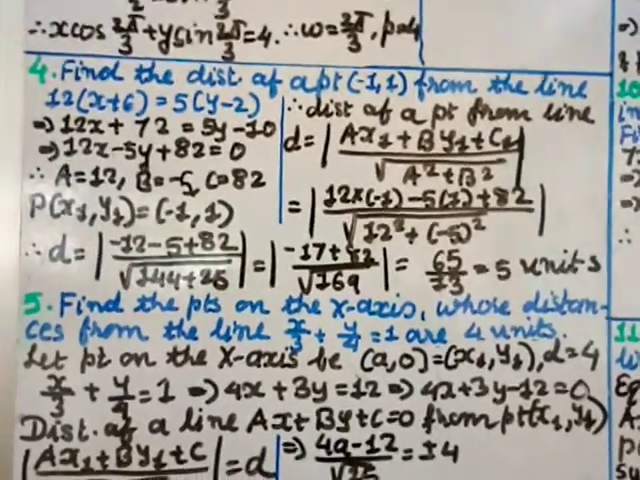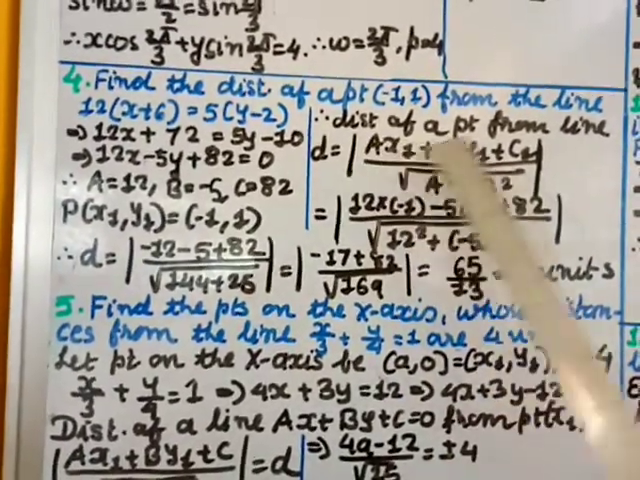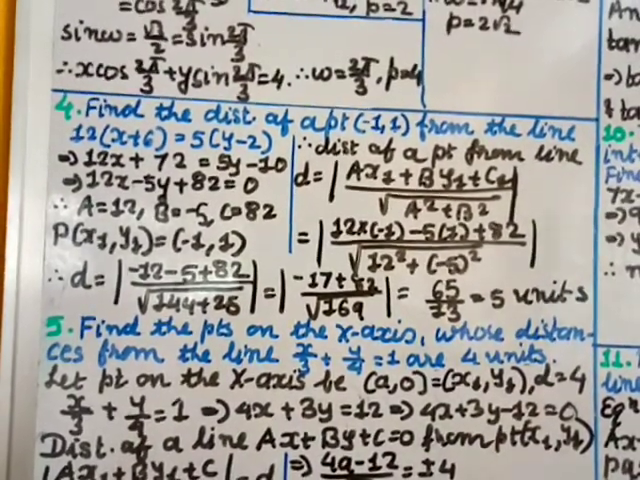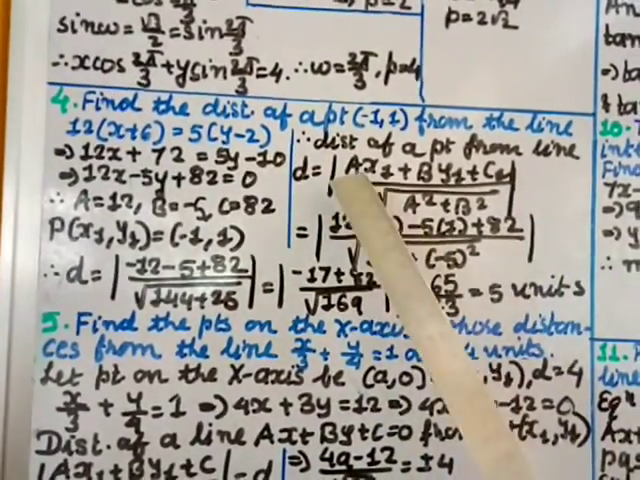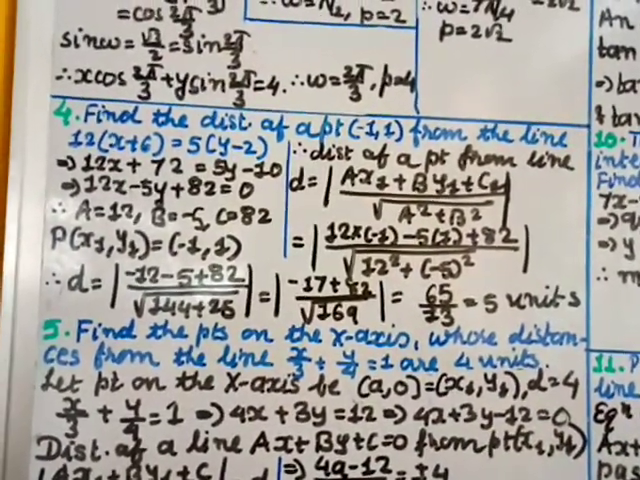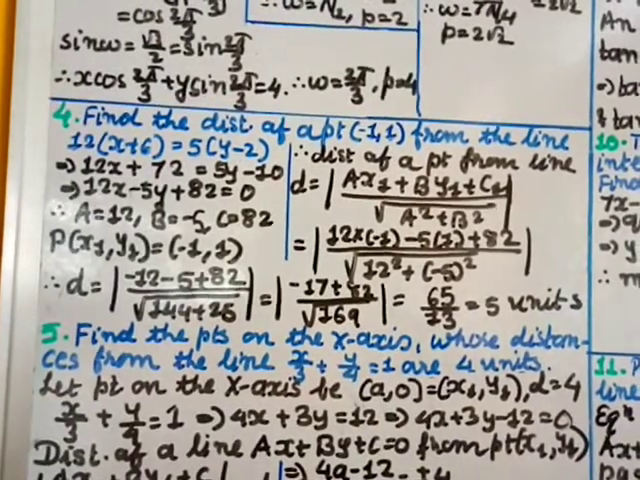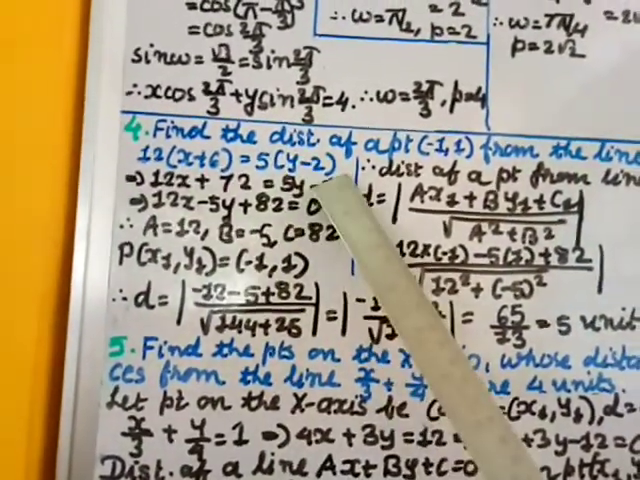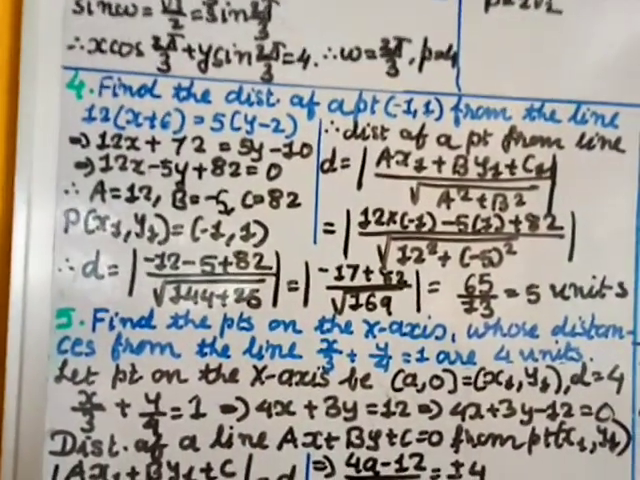Now we have studied that the distance of a point (x1, y1) from a line ax + by + c = 0 is d = |ax1 + by1 + c| divided by square root of a square plus b square. So the line should be in the standard form ax + by + c. Now this equation of the line is not in the standard form, so first convert it into standard form.